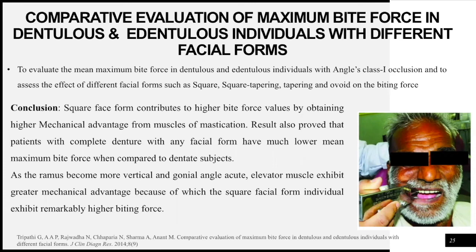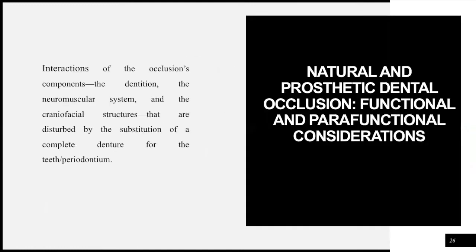The study concluded that the square face form contributed to a high bite force value, obtaining higher mechanical advantage from the muscles of mastication. They said it could be because as the ramus becomes more vertical and the gonial angle becomes acute, the elevator muscles exhibit greater mechanical advantage, because of which a square facial form individual exhibits remarkably high bite force.